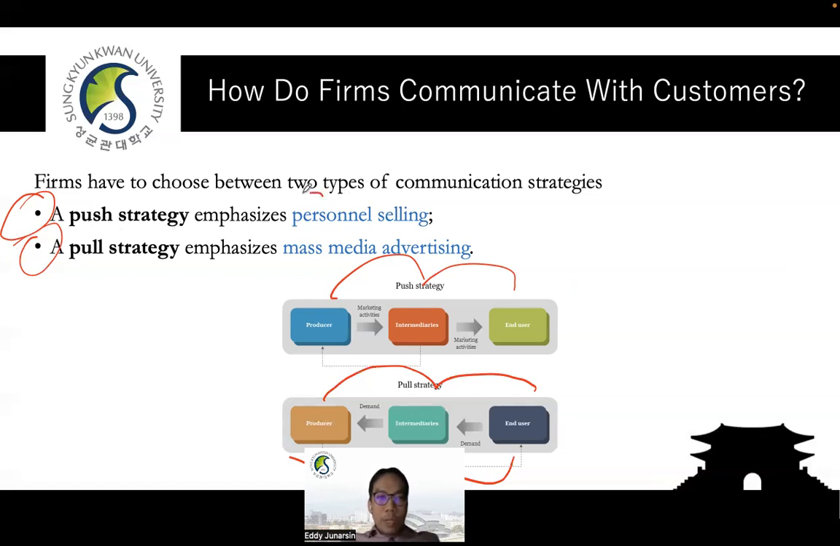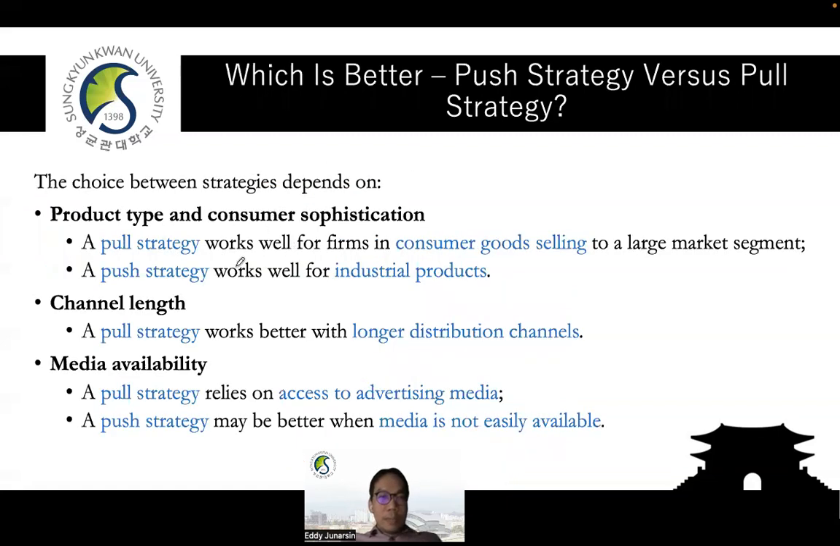Essentially, push strategy means we prioritize personal selling techniques. On the other hand, the pull strategy prioritizes mass media advertising. So let's see some differences here. The choice between the two strategies depends on the product type and consumer sophistication. But again, pull strategy is using the media a lot, like the mass media.